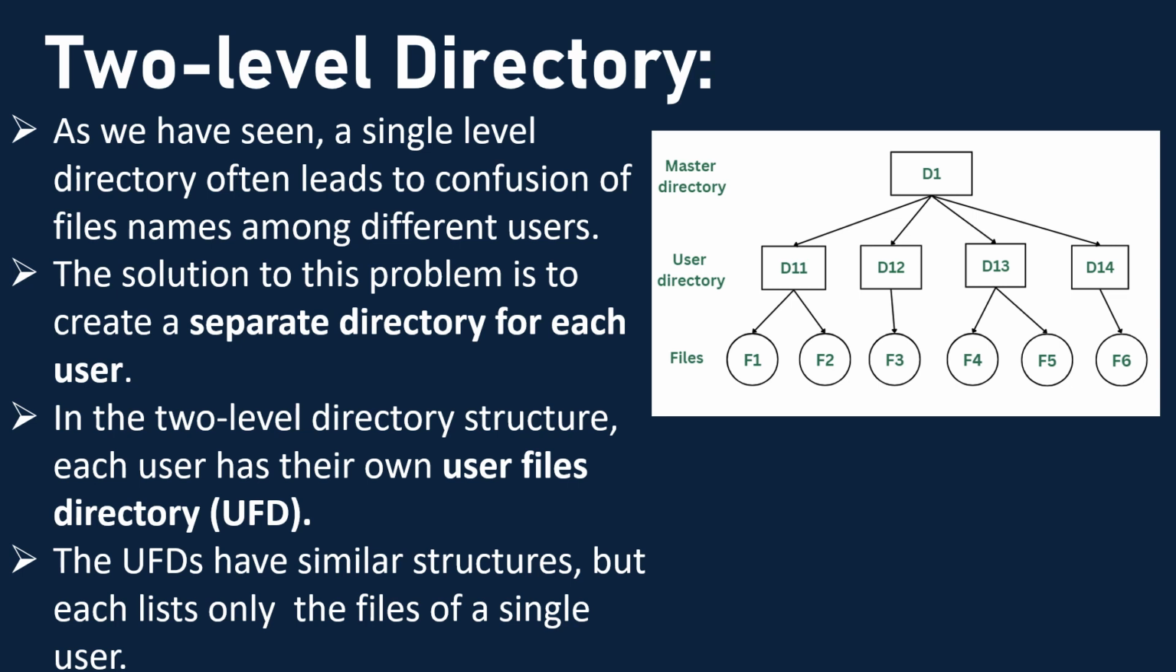The MFD is indexed by username or account number, and each entry points to the UFD for that user. When a user refers to a particular file, only his own UFD is searched. Thus, different users may have files with the same name as long as all file names within each UFD are unique. To create a file for a user, the operating system searches only that user's UFD to ascertain whether another file of that name exists.